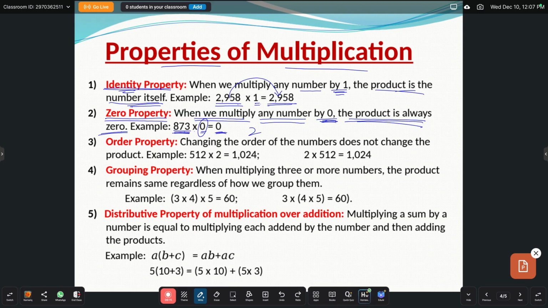For example, I have here the number 23,435, and I have to multiply this number by 0. What will be the answer? It will be 0. Whatever the number is, if it is multiplied by 0, the answer will always be 0. Is it clear, beta?